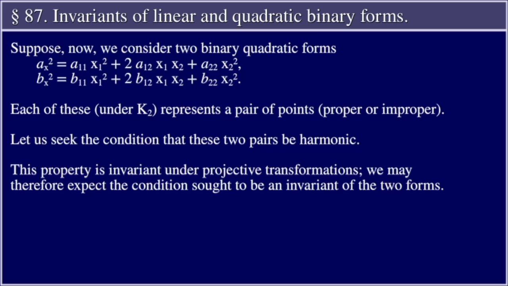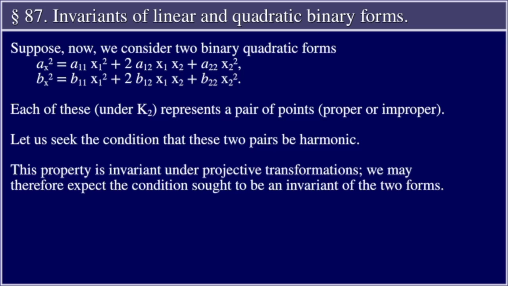A sub x squared equals a11 times x sub 1 squared plus 2a12 x sub 1 x sub 2 plus a22 x sub 2 squared. B sub x squared equals b11 x sub 1 squared plus 2b12 x sub 1 x sub 2 plus b22 x sub 2 squared. Each of these under K2 represents a pair of points, proper or improper. Let us seek the condition that these two pairs be harmonic.